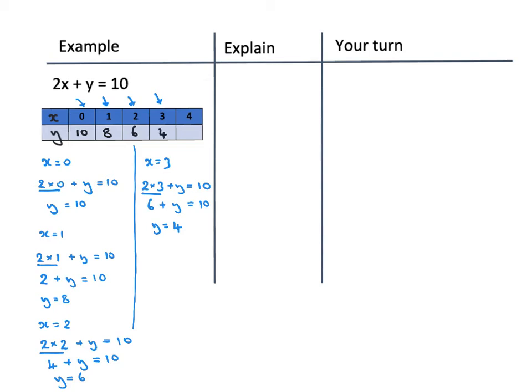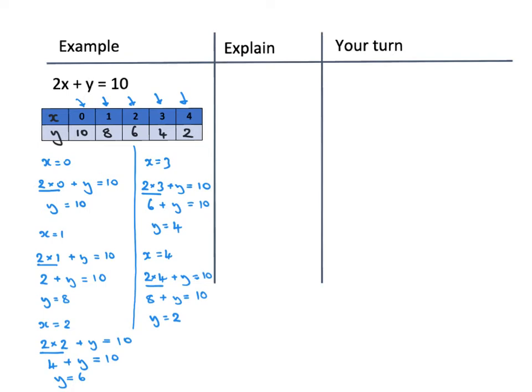And finally, looking at the last value in our table, where x equals 4, x equals 4 gives us 2 multiplied by 4, add y equals 10. Again, substituting into the same original formula at the top of the page. 2 times 4 is 8, add y equals 10. So 8 add y equals 10 by inspection, y equals 2. And that's the last value in our table.